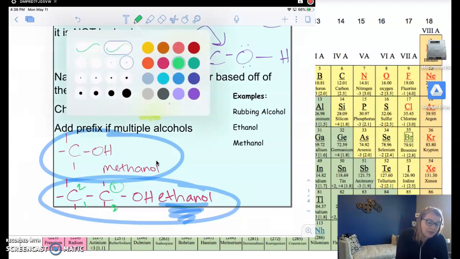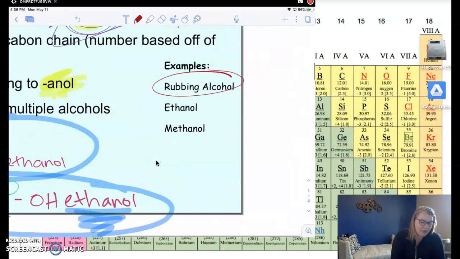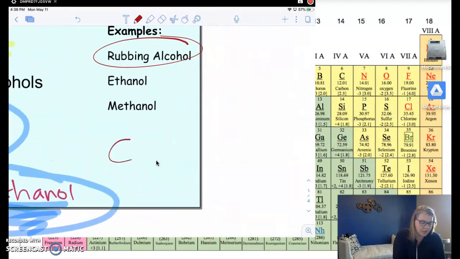Another one you've probably heard about is rubbing alcohol, right? So like if you get a cut or something, you can put rubbing alcohol on it. Rubbing alcohol looks like this. So a little bit different than the other two.